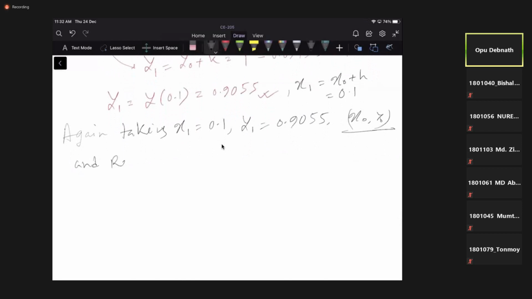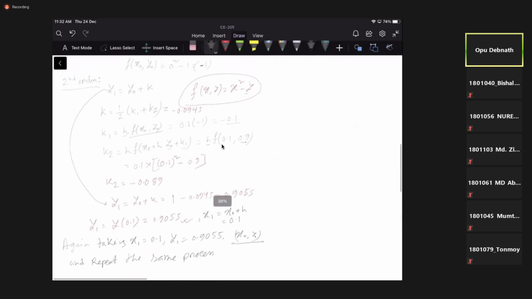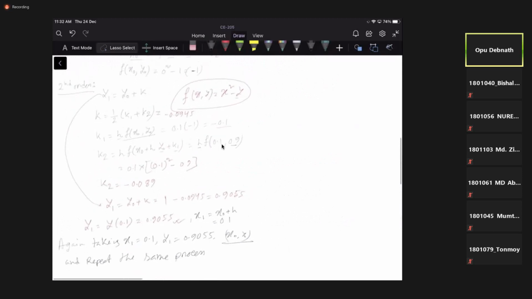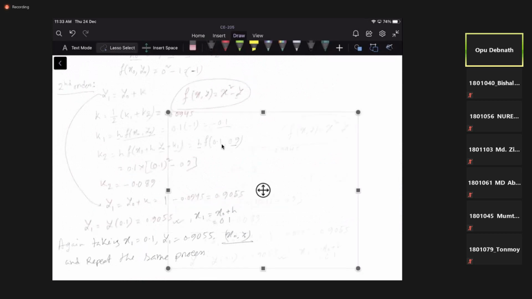If we repeat the same process, I will go for some simplification. I am repeating the same process, simply copying the same thing.